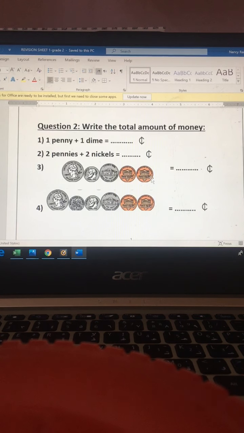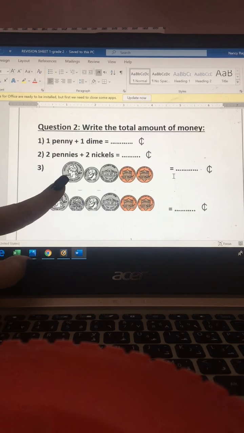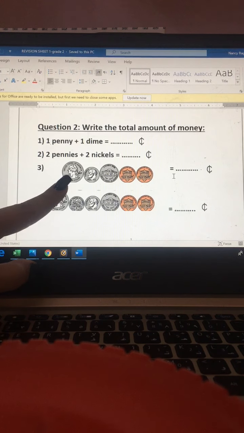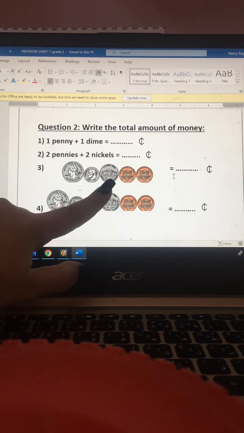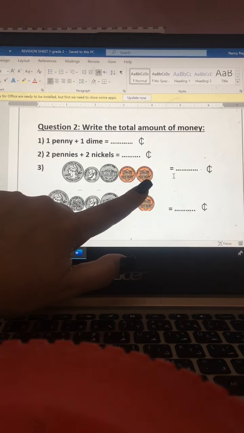Let's move on to number 3. This coin is the quarter. Quarter is equal to 25 cents, as we said before. And this is the dime. The dime is equal to 10 cents. This is the nickel. The nickel is equal to 5 cents. And these are 2 pennies. This is 1 penny and this is the other penny.